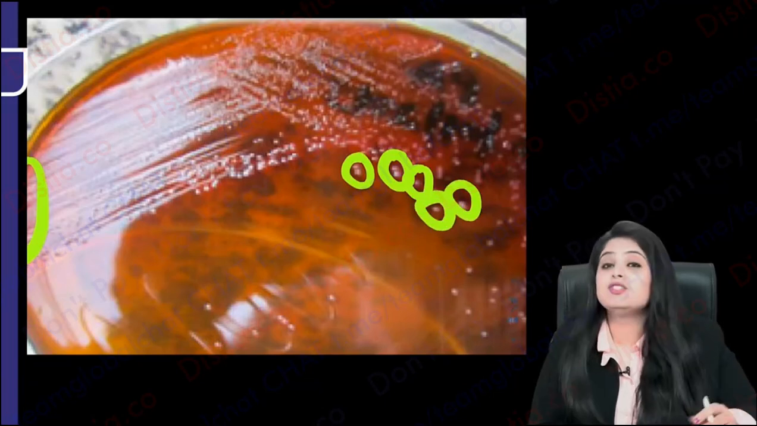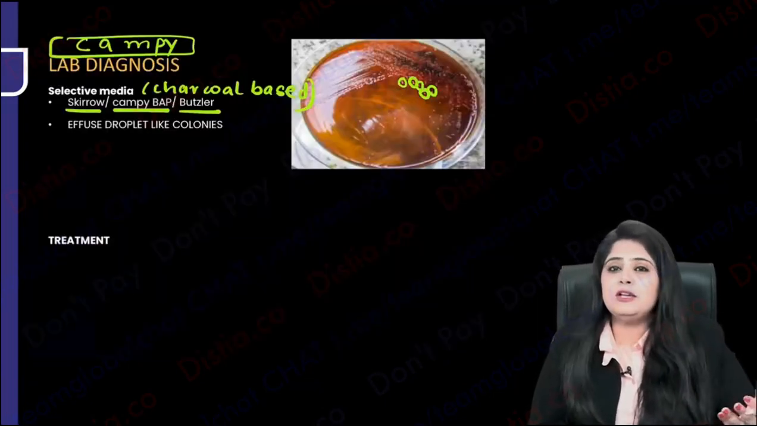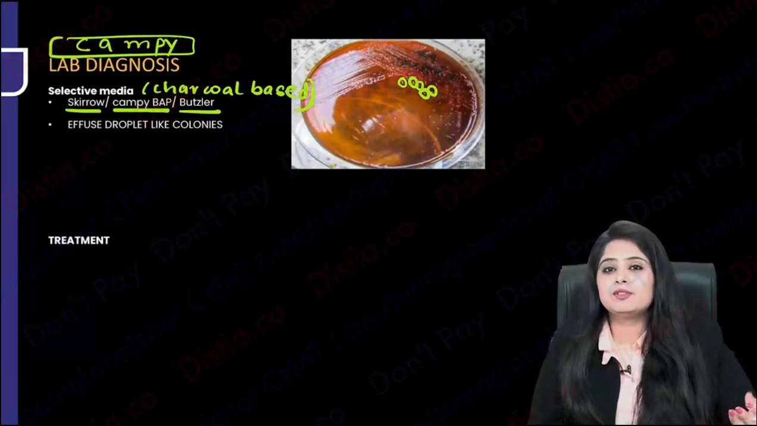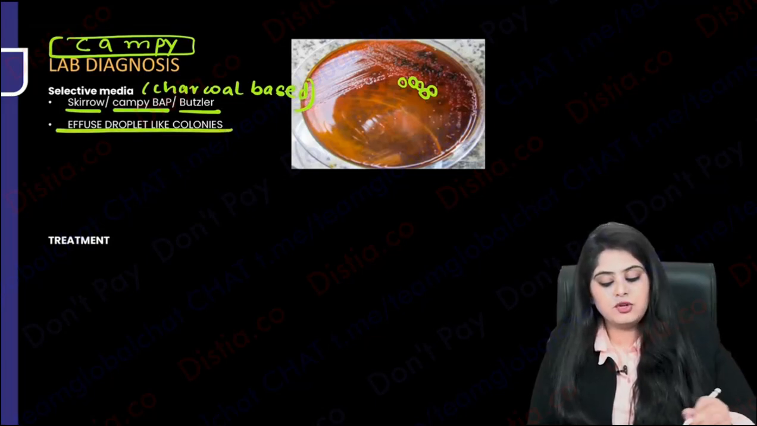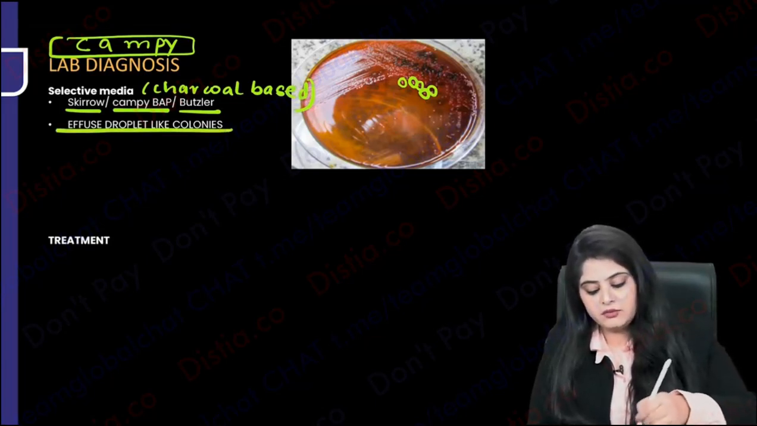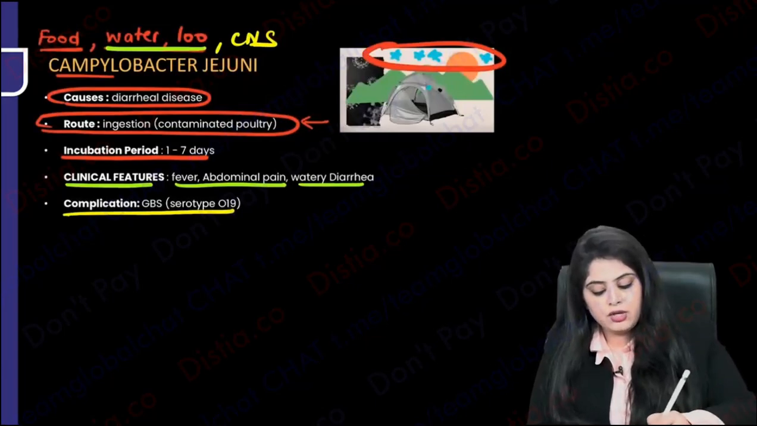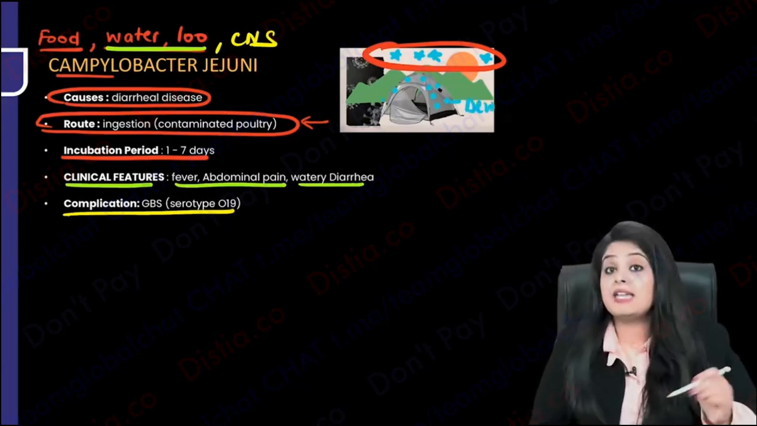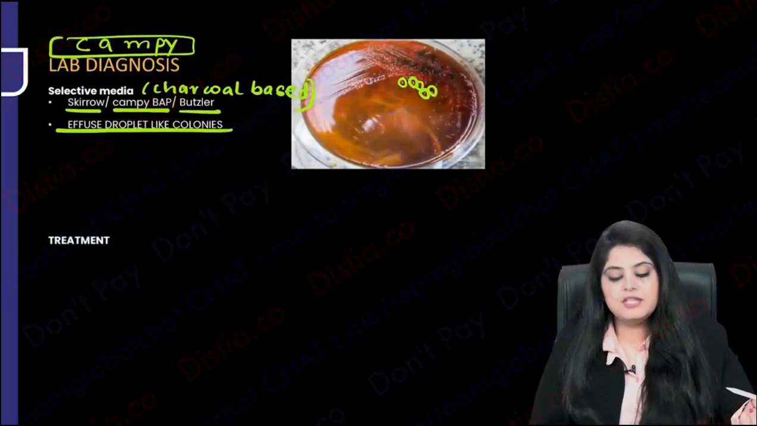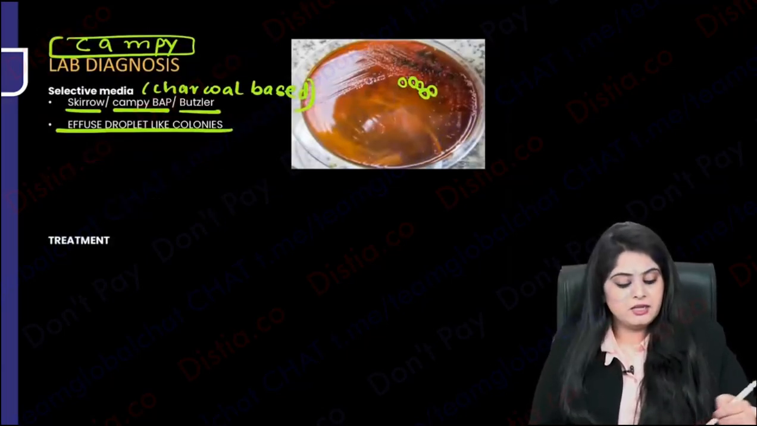and you will see effuse droplet-like colonies. So imagine you are camping in some really cold place up in the hills. Will you get that moist dew? Exactly. You are going to get effuse droplet-like colonies, because now in this photo, along with the stars on your tent, I am also adding a little bit of dew drops, so that you remember that on Campy-BAP I am going to get the effuse droplet-like colonies.